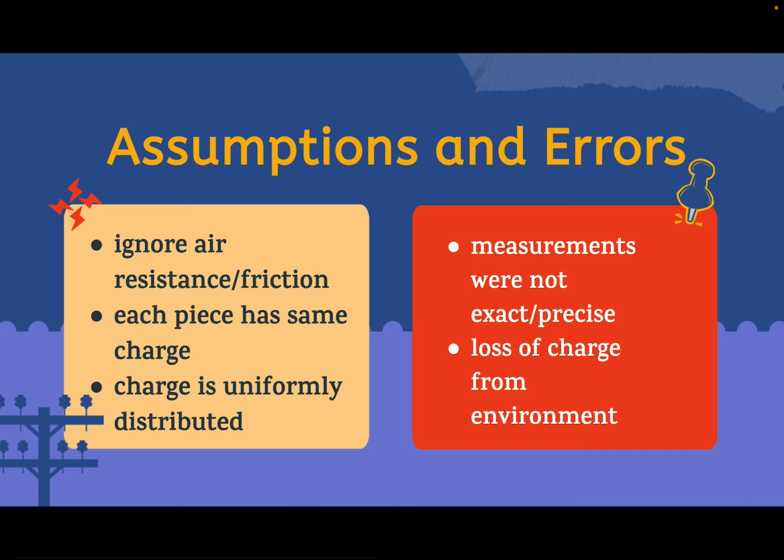As with any model, we made assumptions to simplify calculations. For these assumptions, we neglected air resistance and friction, assumed uniform charge distribution on the tape, and assumed each piece of tape carried the same charge. Potential sources of error include measurement inaccuracies during the data collection period, or charge loss due to handling and environmental factors.